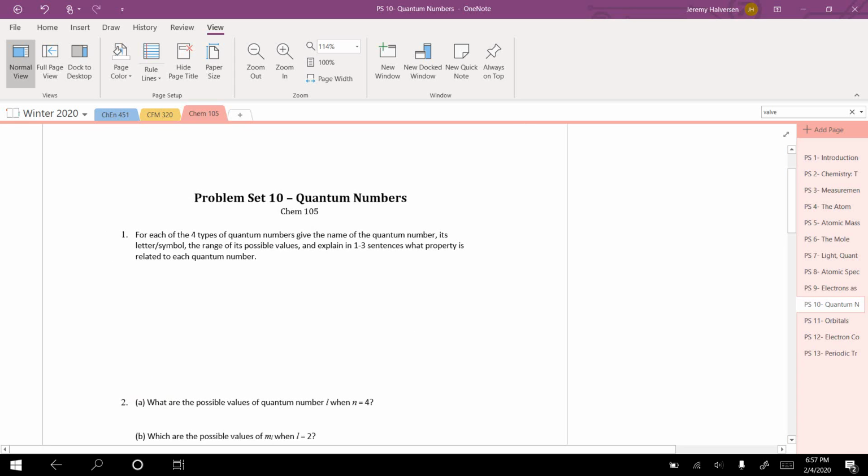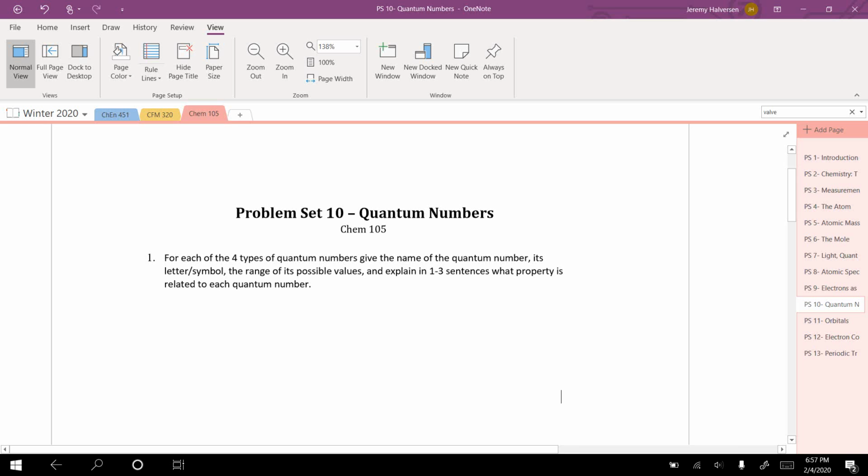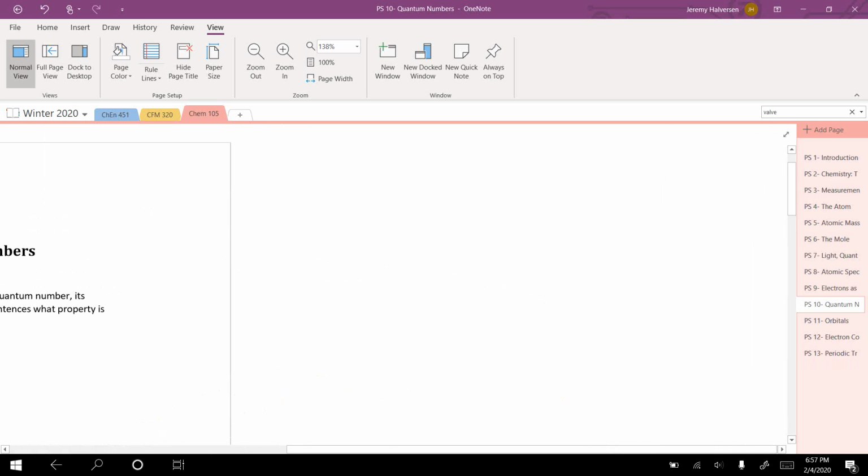For the four types of quantum numbers, give the name of the quantum number, its letter symbol, the range of possible values, and explain in one to three sentences what property is related to each quantum number. So I left some space here, but I realized it's not going to be enough. So we're just going to jump over here, and I'm going to draw a chart of all the quantum numbers, how they relate to each other, and what they represent.